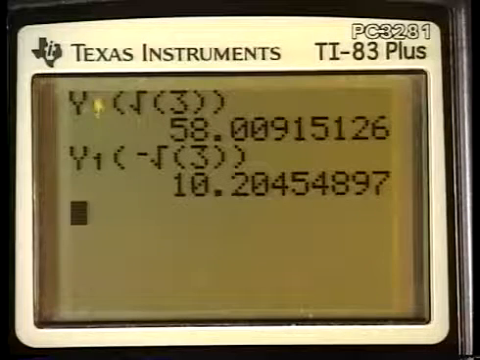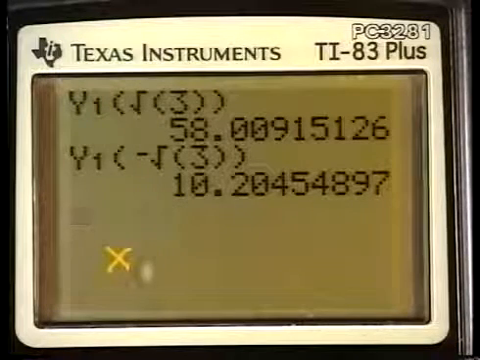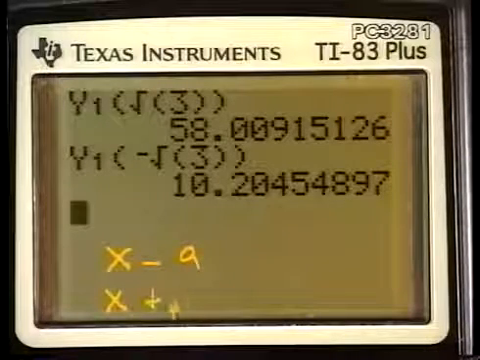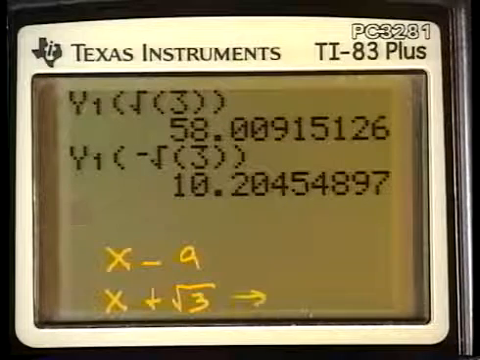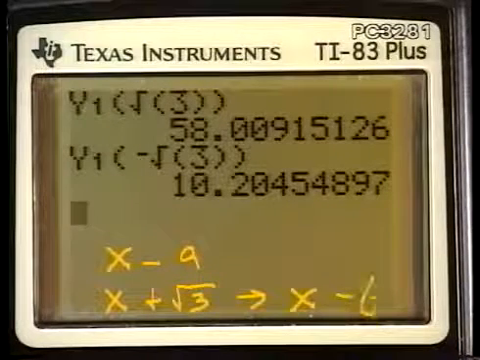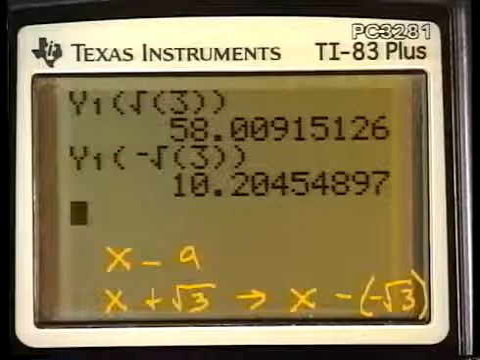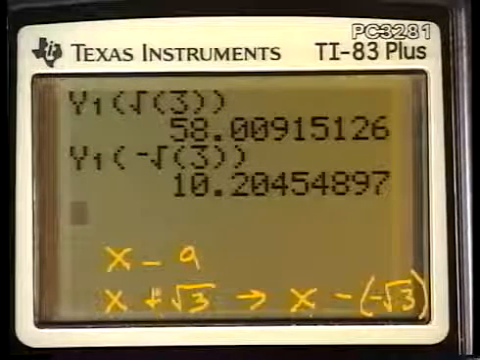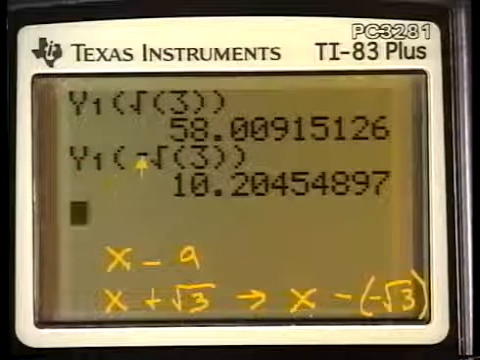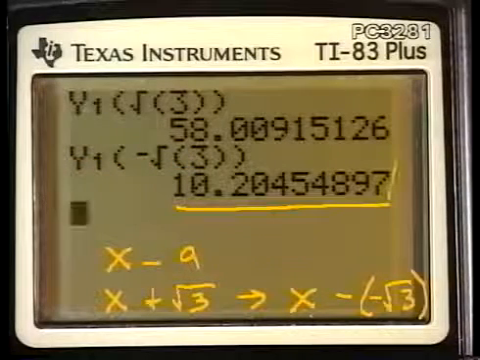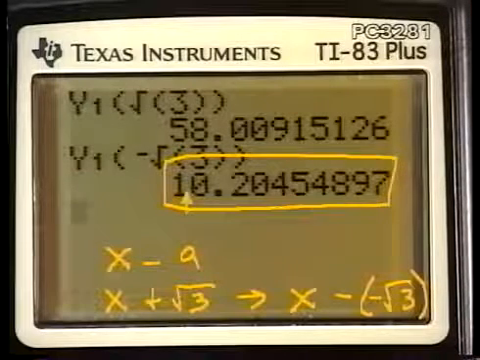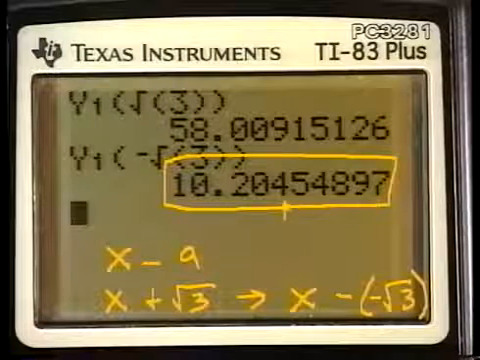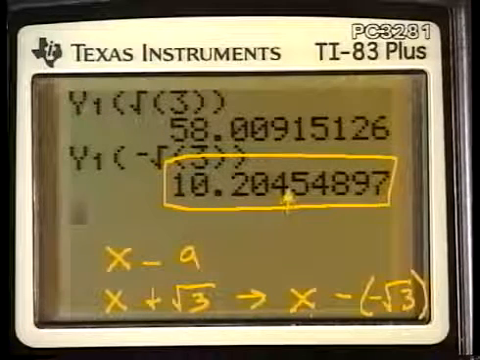Okay? You're dividing by x minus a. And so if you got x plus the square root of 3, that's really x minus negative square root of 3. So you're going to take the opposite of whatever this sign is right here. So you really need to evaluate your function for negative square root of 3, and this is what you would get right here. So some of you rounded it to 10.2, some of you rounded to 10.205, and that's about it.